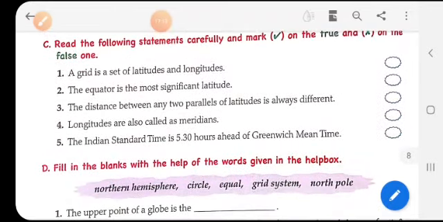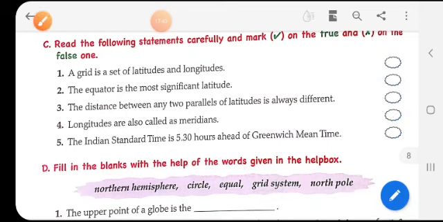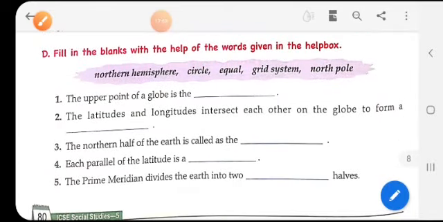A grid is a set of latitudes and longitudes. It is correct. The equator is the most significant latitude. It is also correct. The distance between any two parallels of latitude is always different. It is not correct. Longitudes are also called meridians. It is true. The Indian Standard Time is 5:30 hours ahead of Greenwich Mean Time. This is also true. Let's move forward with the fill in the blanks.